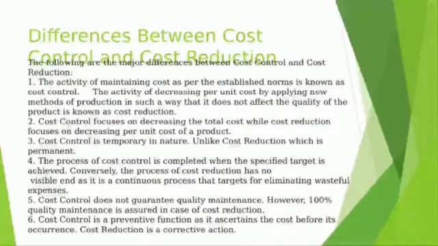Next difference is the process of cost control is completed when the specified target is achieved, but the process of cost reduction has no visible end and it is a continuous process, the target being eliminating wasteful expenses, so it is continuous in nature. Next difference is cost control doesn't guarantee quality maintenance. However, 100% quality maintenance is assured in case of cost reduction.